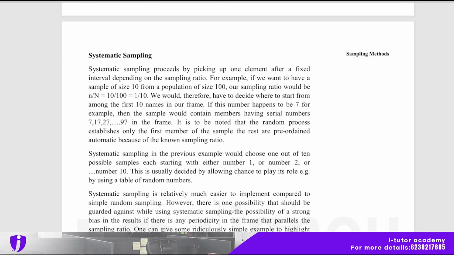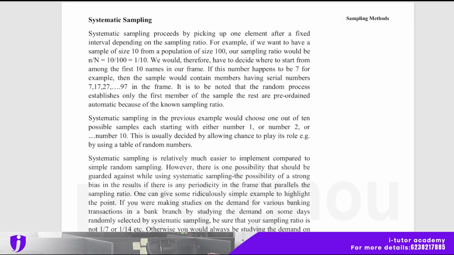Systematic sampling is a process of picking up one element after a fixed interval depending on the sampling ratio. For example, if we want to have a sample of size 10 from a population of size 100, our sampling ratio would be n by N, which is 10 by 100, equal to 1 by 10. We would therefore have to decide where to start from among the first 10 names in our frame. If this number happens to be 7, for example, then the sample would contain members having serial numbers 7, 17, 27, till 97 in the frame.